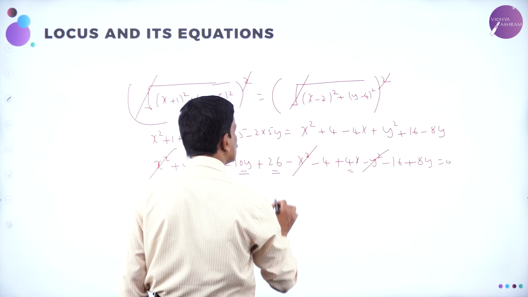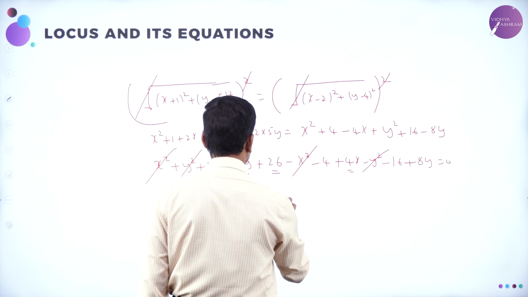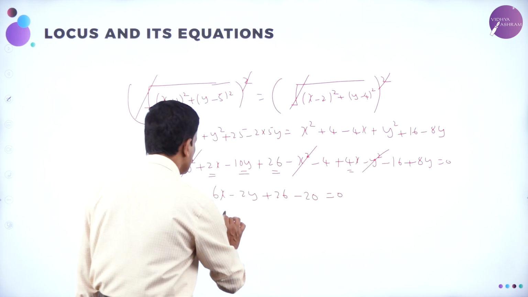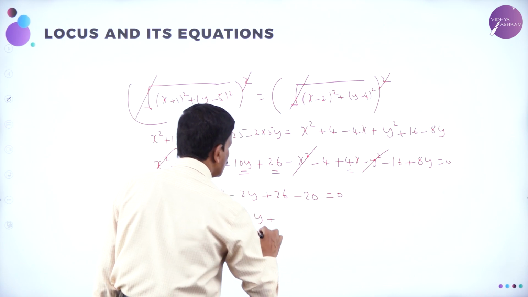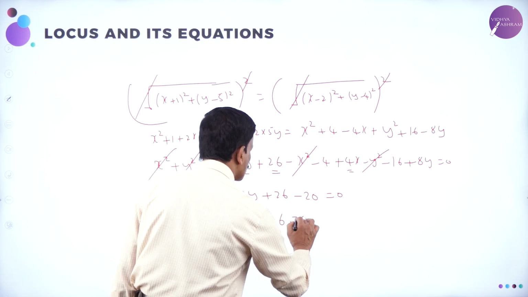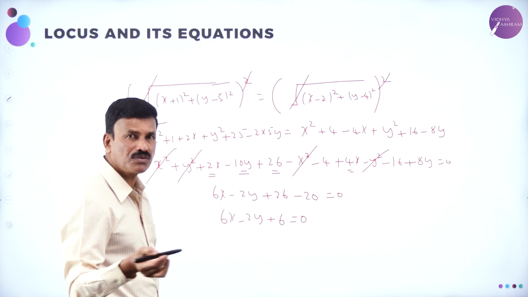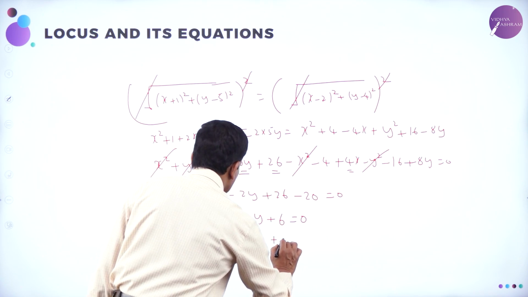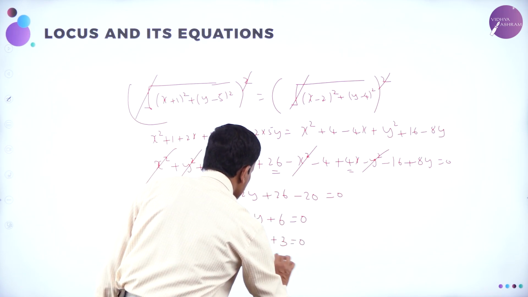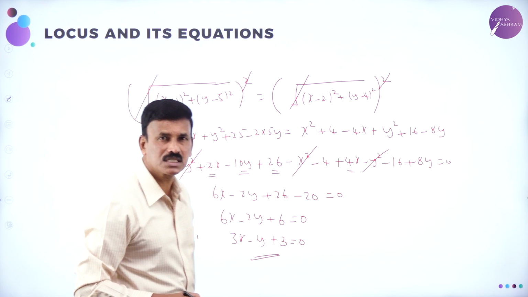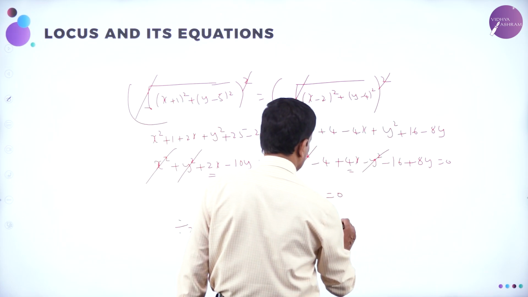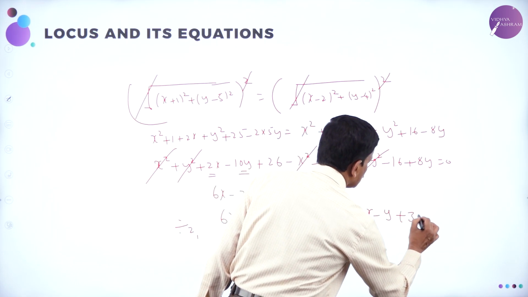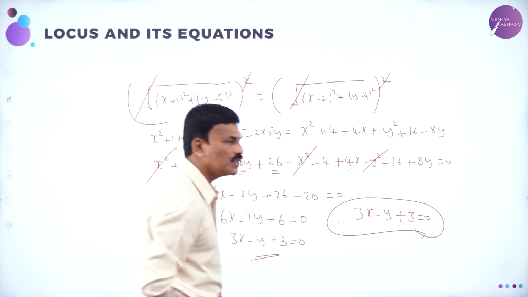And constants: 26 minus 4 minus 16 is minus 20, is equal to 0. So this is 6x minus 2y, 26 minus 20 is plus 6, is equal to 0. You can stop here itself, or if you want you can divide by 2. If you divide by 2 you will get 3x minus y plus 3 is equal to 0, which is the required equation of the line. That's it. So therefore the required equation is 3x minus y plus 3 is equal to 0.